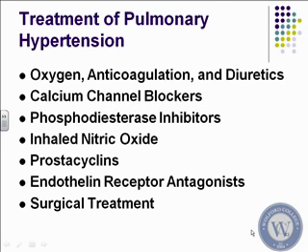Treatment is unfortunately not really good. Oxygen, anticoagulants if you think that's what's causing it, diuretics. Calcium channel blockers have not been found to be really effective. One of the things they're trying is phosphodiesterase inhibitors, and now they're actually putting catheters in the pulmonary artery to try to directly affect the pulmonary circulation, without the systemic vascular effects of the phosphodiesterase inhibitors, which drop the blood pressure significantly. Inhaled nitric oxide has been considered. Prostaglandins, endothelin receptor antagonists, and surgical treatment have all been tried. Nothing seems to really work.